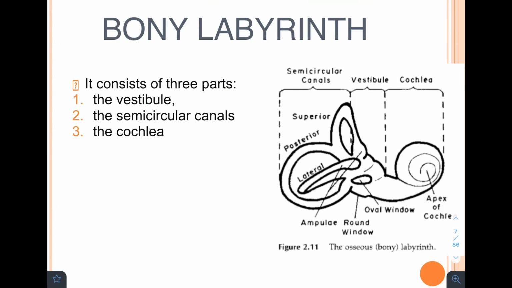Next, as we saw, the inner ear consists of two parts, the bony labyrinth and the membranous labyrinth. So, first we will discuss the bony labyrinth and its different parts. The bony labyrinth consists of the vestibule, the semicircular canals and the cochlea, as you see in the picture. This rounded region over here is the cochlea, this region over here is the vestibule, and these are the three semicircular canals.